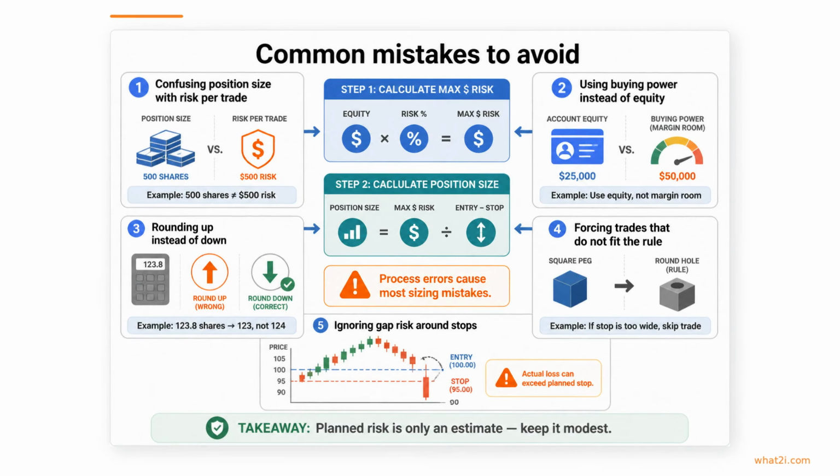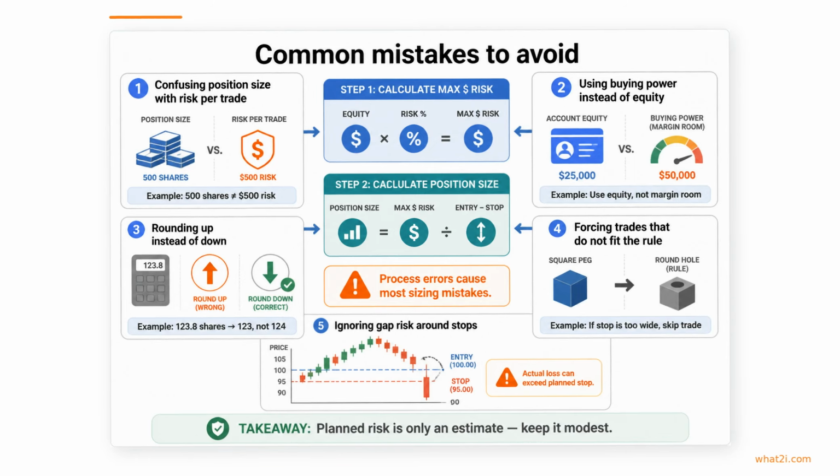Most position sizing mistakes come from breaking the process, not from misunderstanding arithmetic. One common error is confusing a big position with big risk or a small position with safety, without checking the stop distance. Another is using buying power or margin room instead of actual account equity, which can lead to oversized trades. Rounding up instead of down also quietly pushes risk beyond the intended limit. Some investors force trades that do not fit their rules because they like the setup, and others forget that stops are only estimates when gap risk is involved. Planned risk is never a guarantee, so the safer habit is to keep risk modest and follow the process consistently.